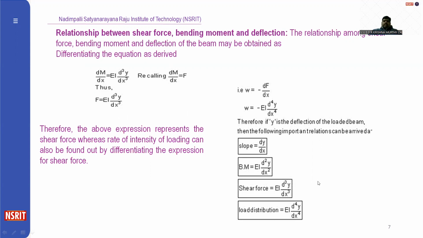These are the important terms to be remembered, and they will be helpful while solving problems. First, the slope is dy by dx. For bending moment, EI into d square y by dx square. For finding the shear force, EI into d cube y by dx cube. And the load distribution can be identified with EI into d power 4 y by dx power 4. So if we know the deflection, we can find the slope, bending moment, shear force, and load distribution of the beam.